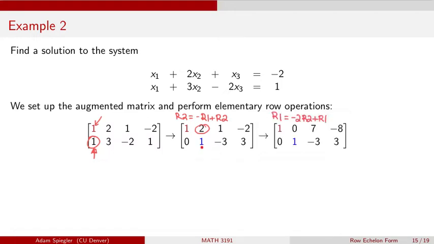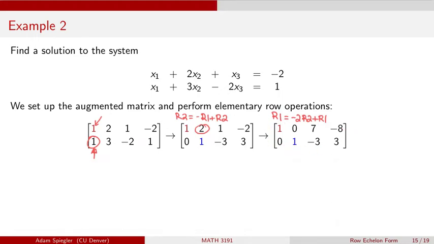So in particular, I'm going to take -2 times this bottom row and add it to the top row. And so that would eliminate this entry over here. I get -2 times -3, add 1 to it. That's where the 7 comes from. And then I get -2 times 3, which is -6, -2, and that's where this -8 comes from. And now our matrix is in reduced row echelon form.